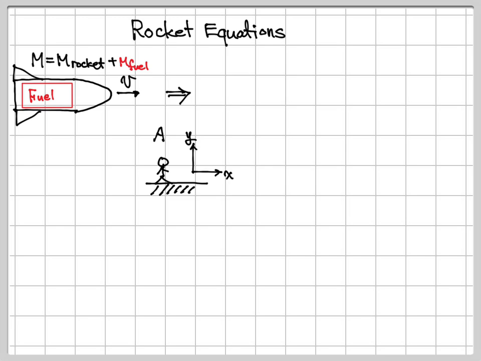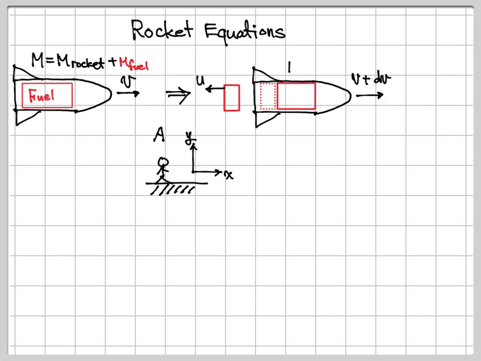In order for the rocket to accelerate, they need to push fuel out of the rocket. This is called the thrust. The velocity of the fuel is u, measured by the stationary frame A. And the new velocity of the rocket is v plus dv. The new mass of the rocket is m plus dm.